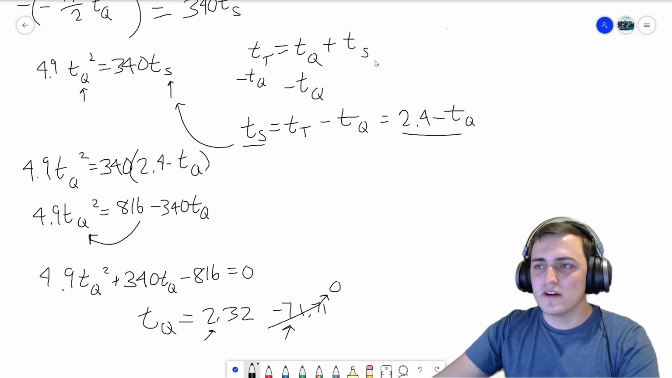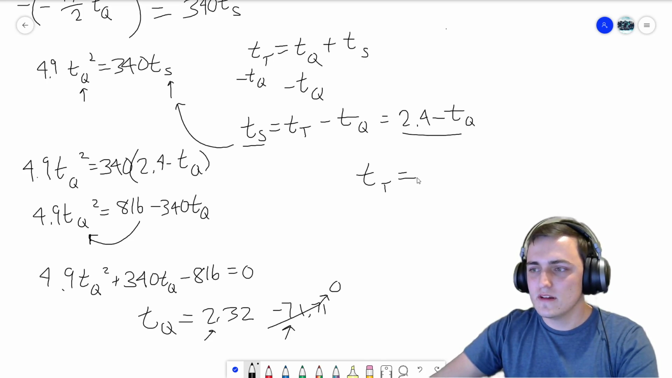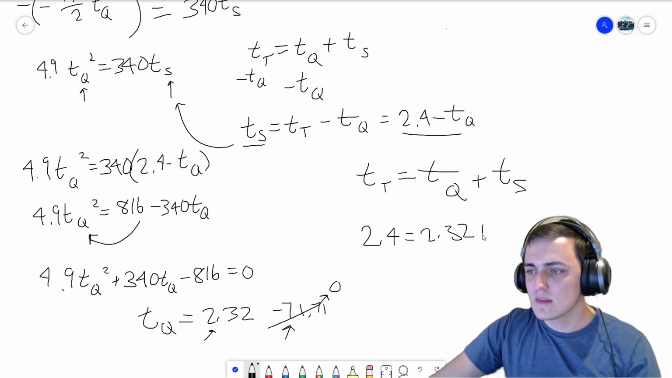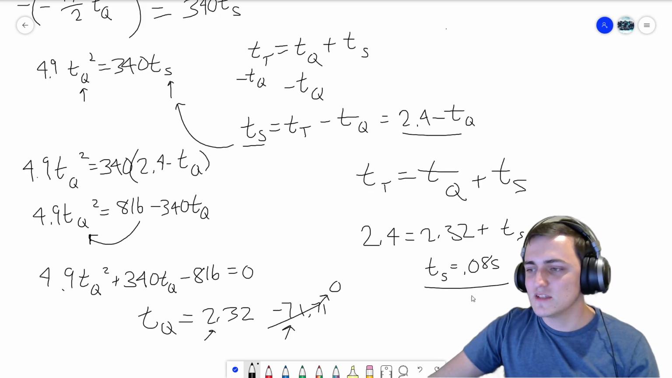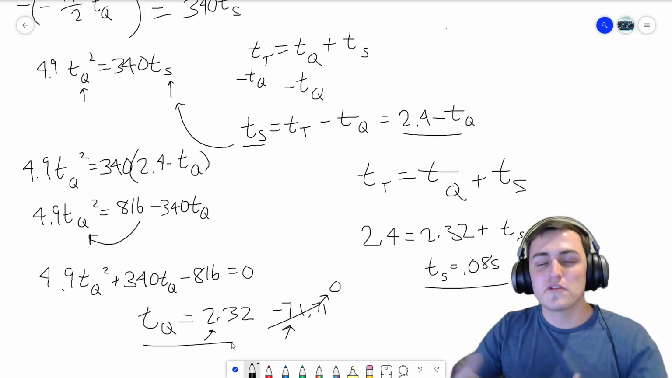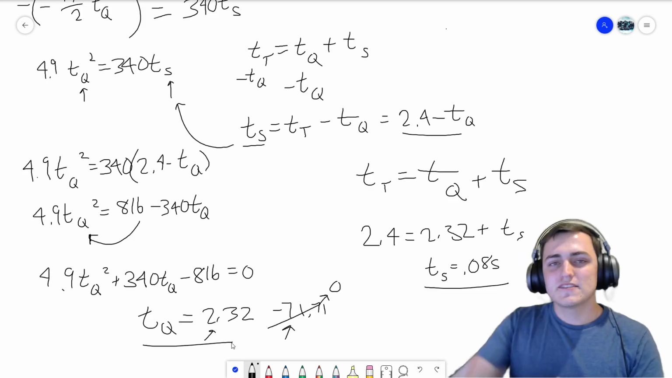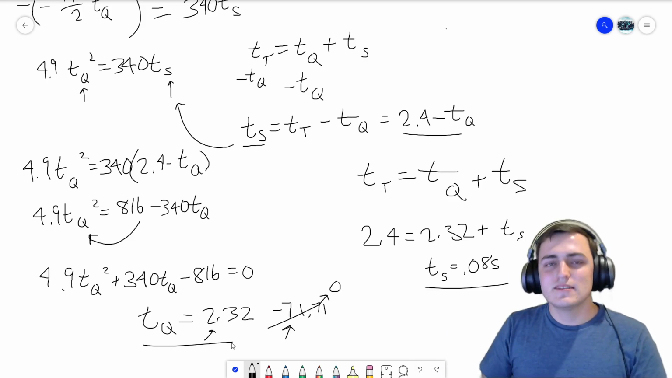So that means if we were to look at our t total equals tq plus ts, we see that t total was 2.4, and tq we found to be 2.32 plus ts. And subtracting 2.32 from both sides, we find that the time of sound equals 0.08 seconds. And so we found a reasonable result for both times. Now this is just finding the time of the motion down and the sound wave traveling back up. This doesn't tell us yet how deep the well is.